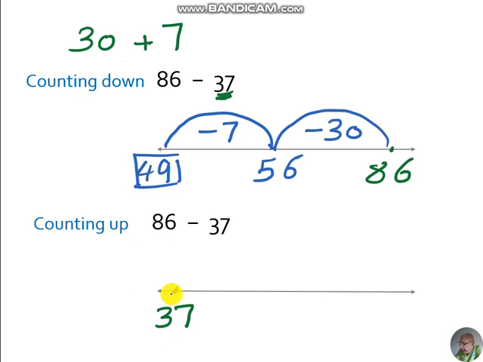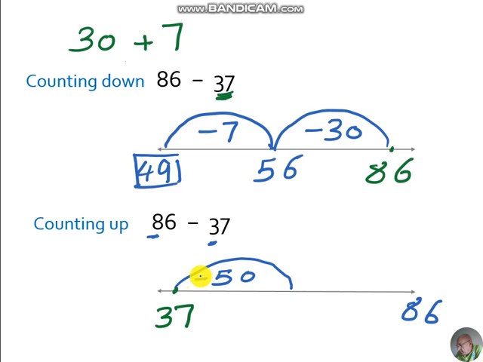In counting up, I add until I get 86. And any number I added must be less than 86. This is 80. The value of 8 here is 80. And the value of 3 is 30. Means I can add 50, for example. And I test it. If I add 50 to 37, 0 plus 7, you get 7.